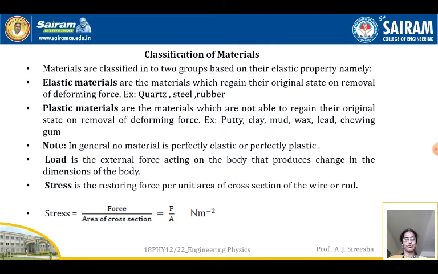Now we see a few more definitions. What is load? Load is an external force acting on the body that produces a change in the dimensions of the body. So load is nothing but the application of an external force that produces a change in the dimensions of the body. Next is stress. Stress is the restoring force per unit area of cross section of the wire or the rod. Stress is equal to force per unit area of cross section, that is F by A. Units are Newton per meter square.